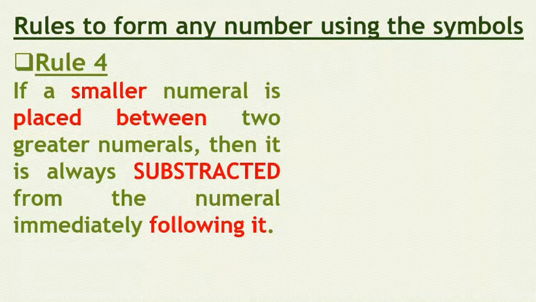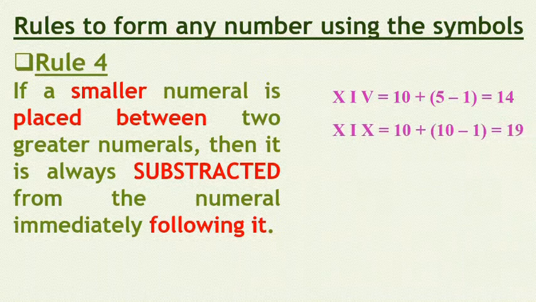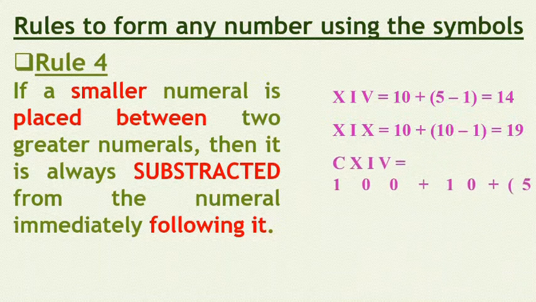Example: XIV equals to 10 plus in bracket 5 minus 1, which equals to 14. XIX equals to 10 plus in bracket 10 minus 1, which equals to 19. CXIV equals to 100 plus 10 plus in bracket 5 minus 1, which equals to 114.